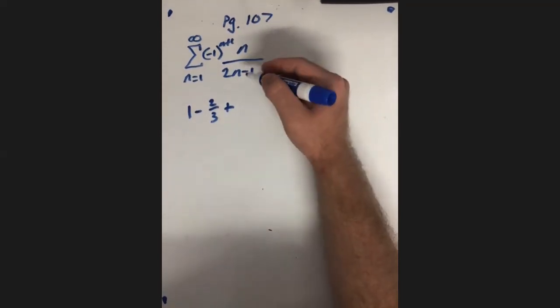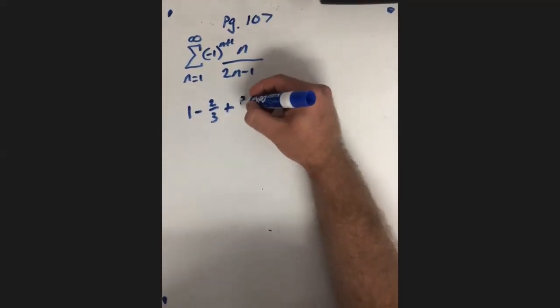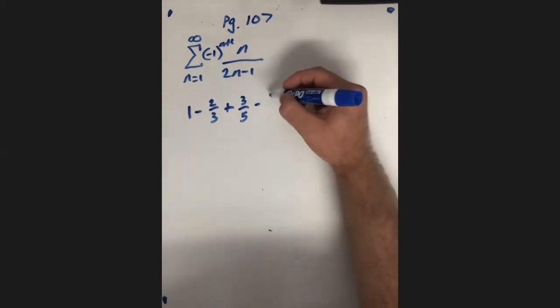Positive. Then we're going to plug in 3. So we get 3 over, it looks like 5. You kind of see my drift.